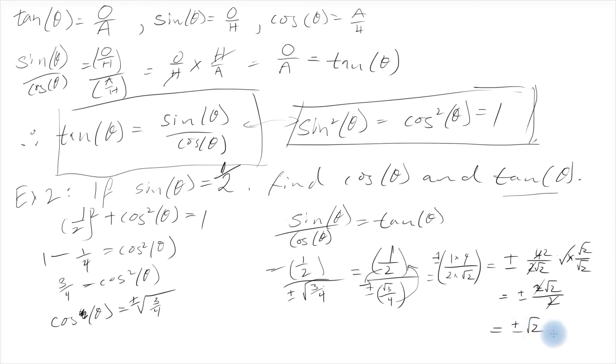So that's 2 ticks worth of answer. So there we go. Tan of theta is plus or minus square root of 2. So there we have it. 2 very important identities.